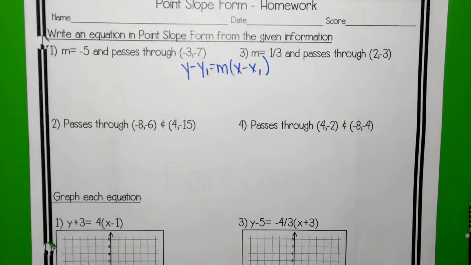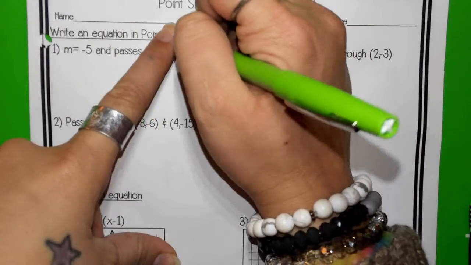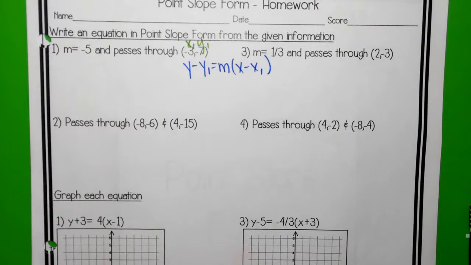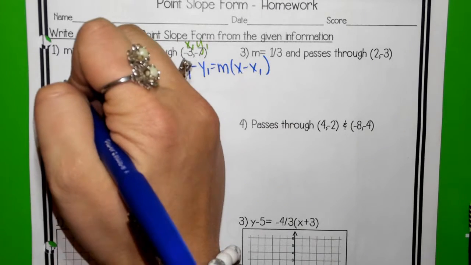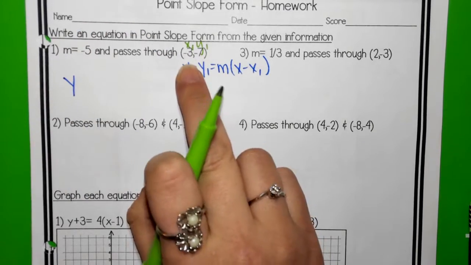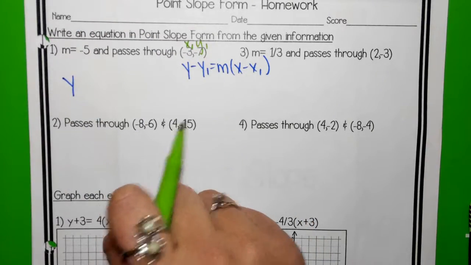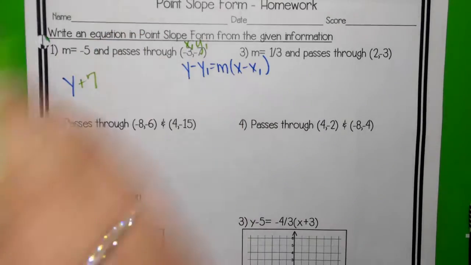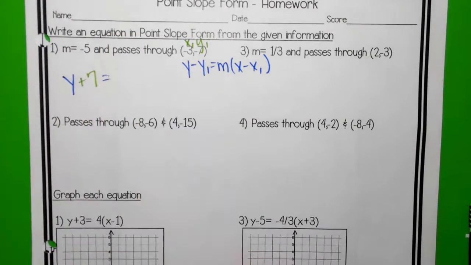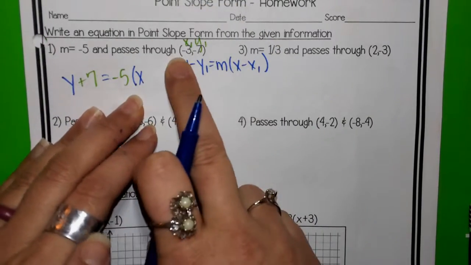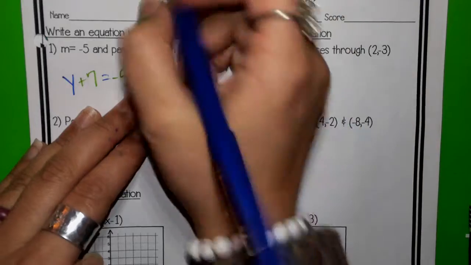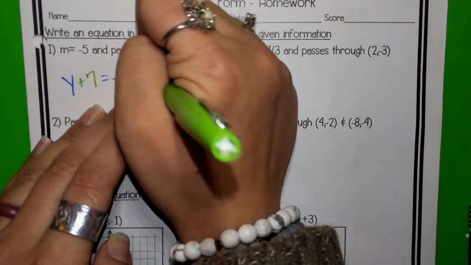So for number 1, we're given the slope, we're given the point. So we're going to label our first point x1, y1. That means that we're going to plug those in for x1 and y1. So we're going to say y, and then it's minus a negative 7. So two negatives make a what? Positive. So y plus 7 equals, what's my slope? Negative 5. Awesome. And then parentheses, and we write our x. It's minus a negative 3. So two negatives make a? Positive. So, plus 3.